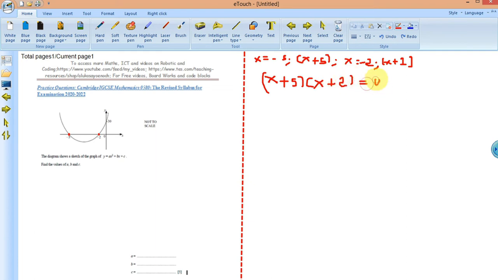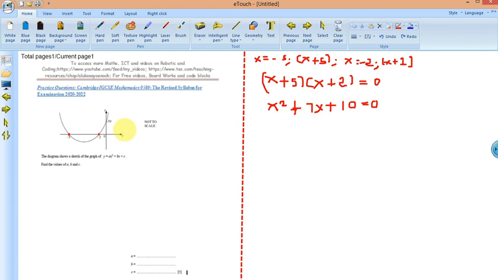So go ahead and expand this. If you expand this, we have x squared plus 7x. Guys, hope you know how to expand. You know how to expand this, IGCSE class. So I'm not going to waste my time on expanding. So this is what I have here.